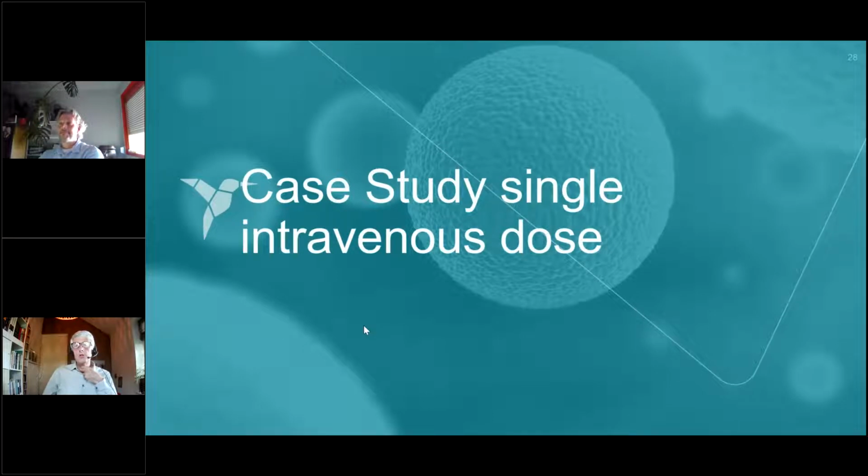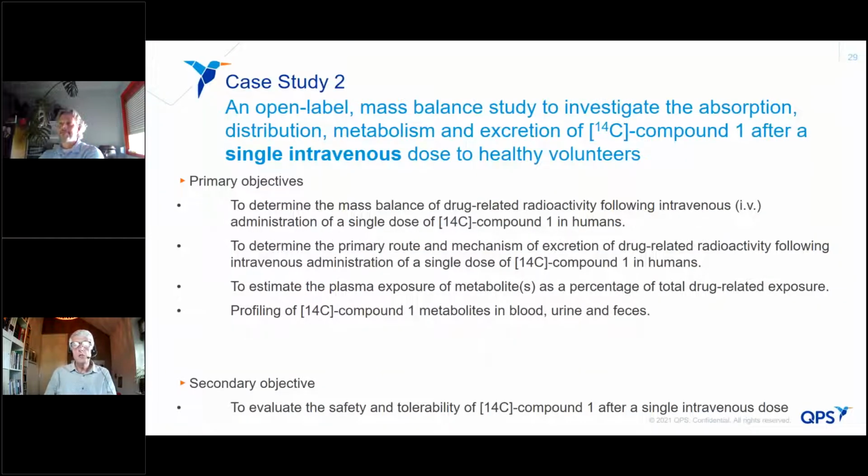So the next example is a case study of a single intravenous dose, and this also holds another specialty, which I will explain in a minute. So in this study, we dosed a single IV dose to healthy volunteers. Once again, the objectives are metabolite ID, mass balance, and profiles in plasma and whole blood.